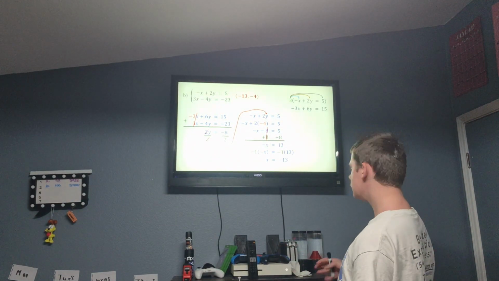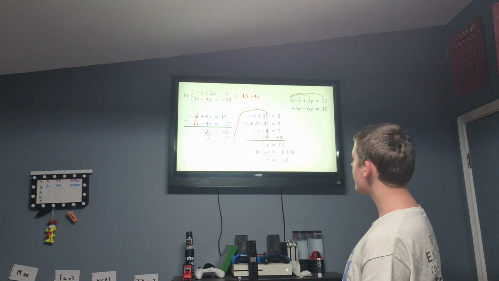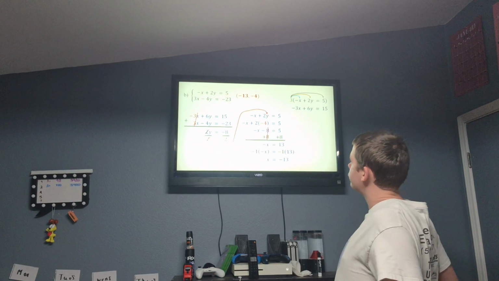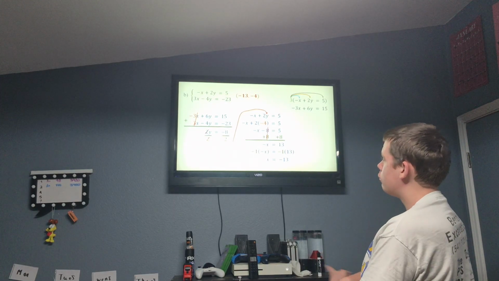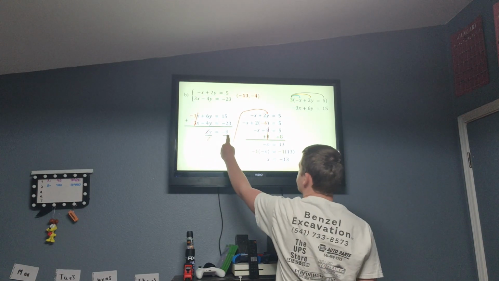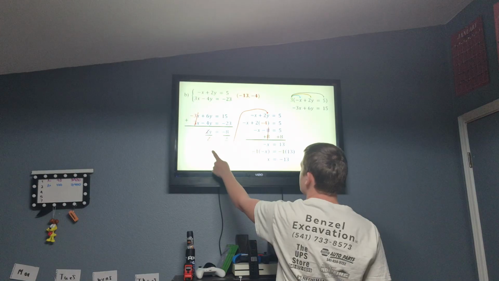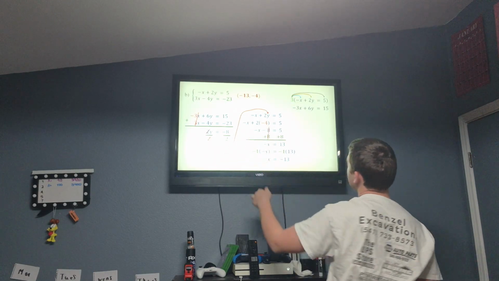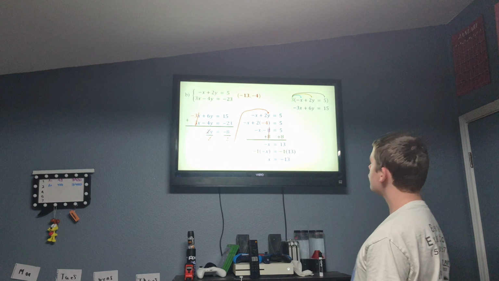Okay, so he got negative 3x plus 6y equals 15, plus 3x minus 4y equals negative 23. So he added those equations up, and now he got 2y equals negative 8, divided by 2, y equals negative 4. He substituted that for y. So negative x plus 2y equals 5.